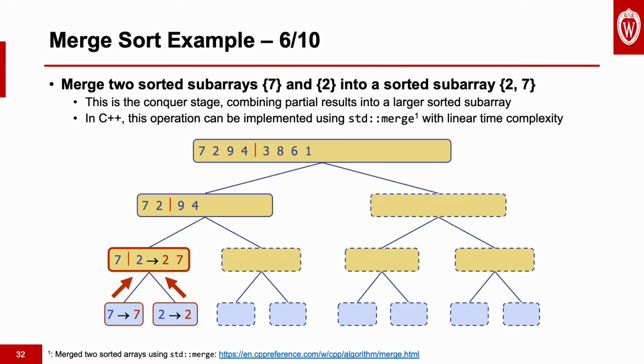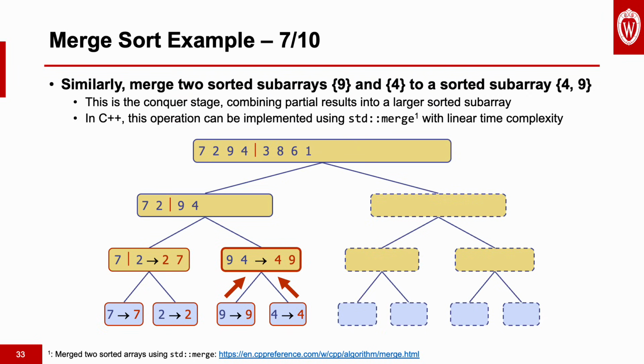When we return from both sides, we get 2 sorted subarrays, and we want to merge them into a sorted one. For the example here, we want to merge 2 sorted subarrays, 7 and 2, into a sorted subarray 2, 7. This is the conquer stage, combining partial results into a larger sorted subarray. More importantly, in C++, this operation can be implemented using std::merge with linear time complexity.